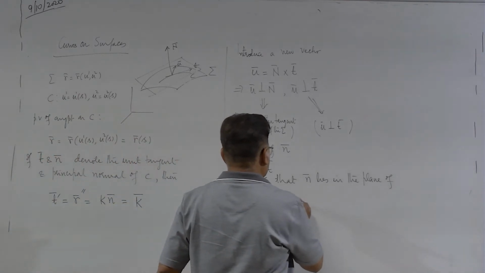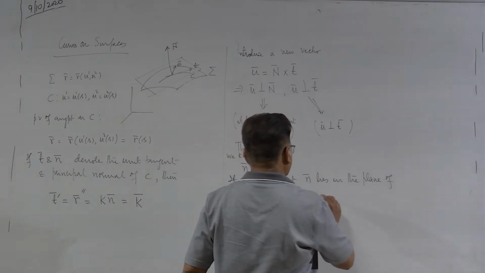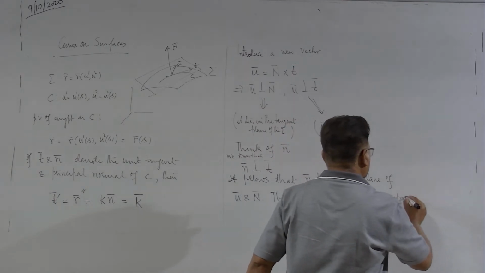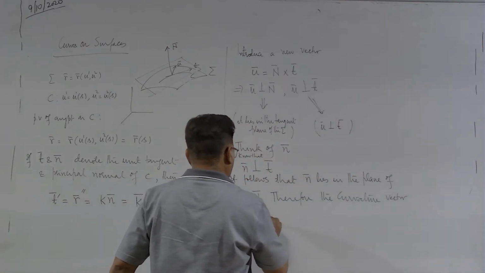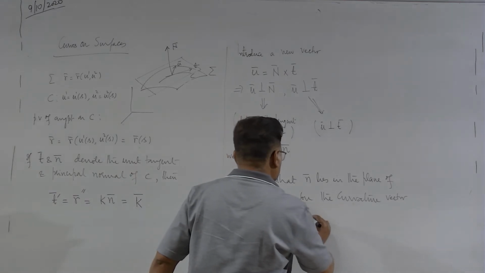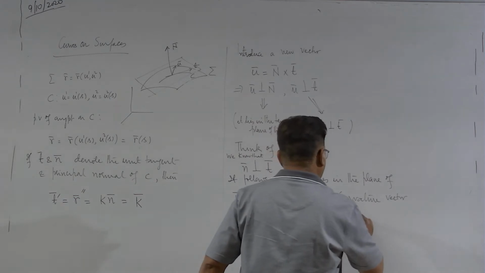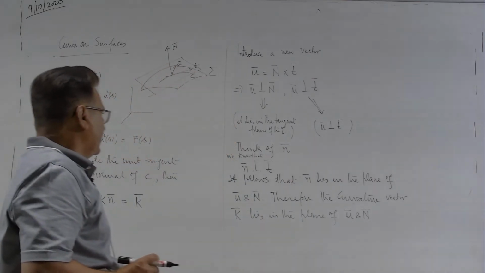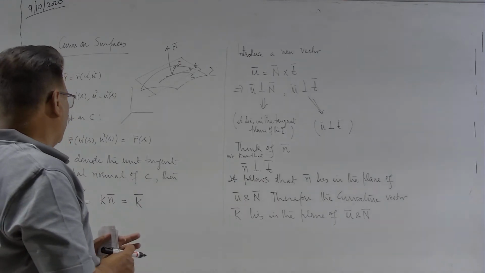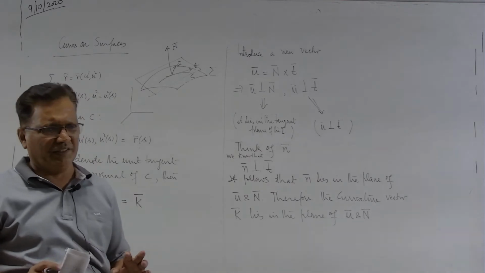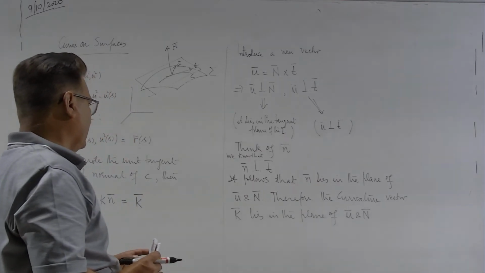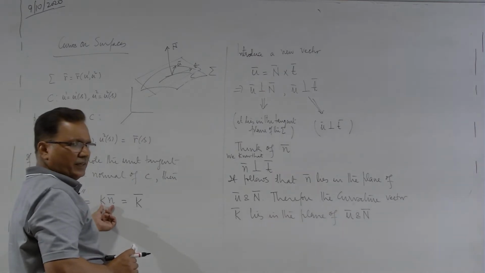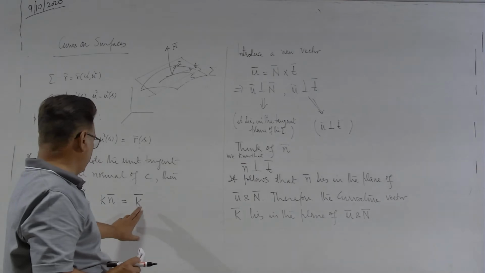Therefore, the curvature vector k, I will call it the curvature vector, K lies in the plane of u and n. So, k must be written as a linear combination of u and n. The difference in our discussion is that earlier we used to regard curvature as a scalar quantity. For the first time, we are thinking of a curvature vector. Once you realize what curvature vector is, it is nothing but k times n. It has certain magnitude which we still call curvature, but this fellow is called curvature vector.